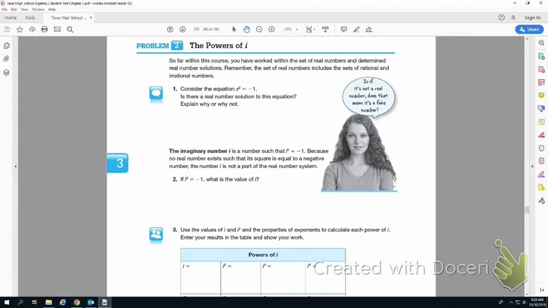All that means is all the problems we've had so far, the answers have been real numbers, whether it's positive, negative, zero, a fraction, a repeating decimal, whatever. It says, remember the set of real numbers includes the set of rational and irrational numbers. So on 1 it says, consider the equation x squared equals negative 1.